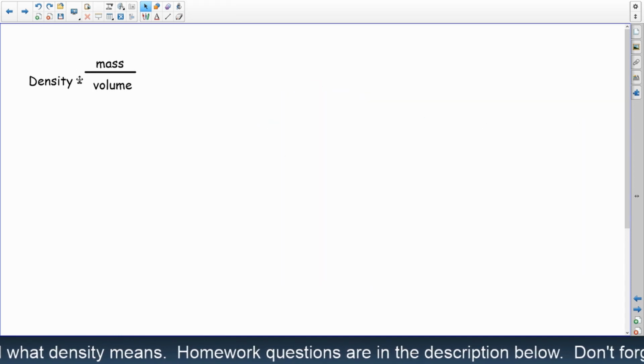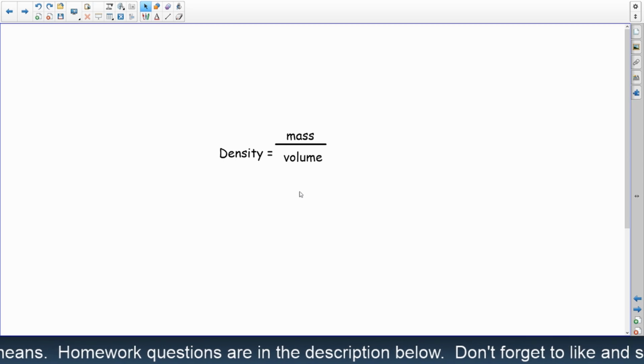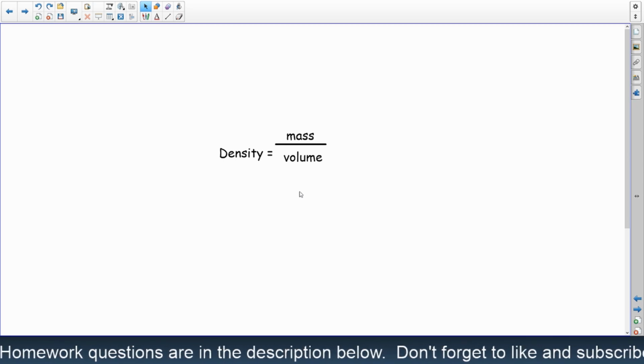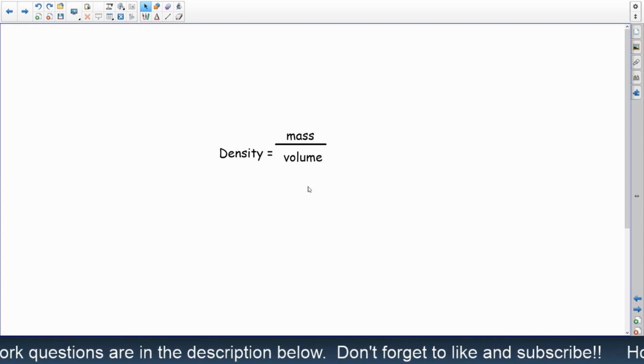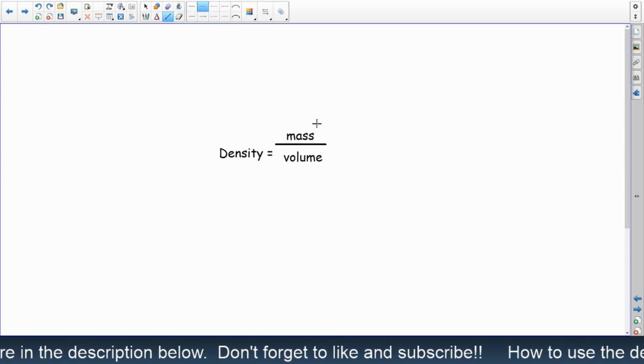And this concentration or spreading out of mass in a given amount of volume is called the density, and is given by the equation density equals mass divided by volume. So if the mass goes up, the density gets larger. If the volume goes up, however, the density gets smaller. So we've got a few things here to run through.